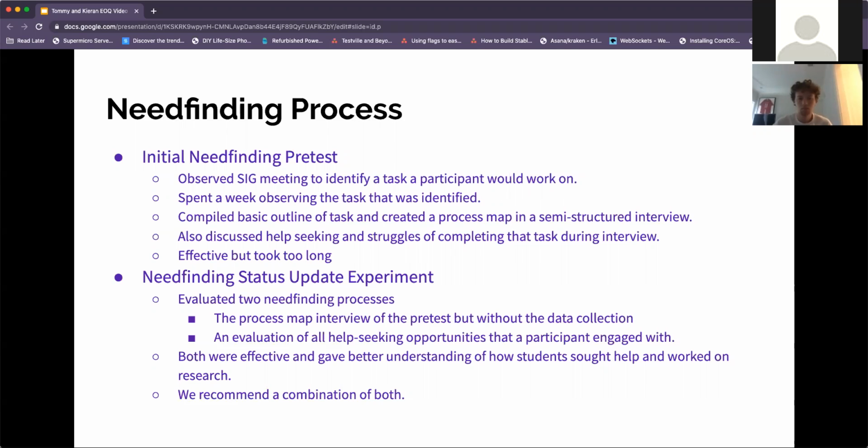In our status update, we decided to evaluate two different processes. One was the same process map interview from the pretest, but without the week-long data collection. And another was an evaluation of all the help-seeking opportunities that a participant engaged with. Both were very effective and gave better understandings of how students sought help and worked on research. And through that, we recommend using a combination of both to get very useful information within a short period.